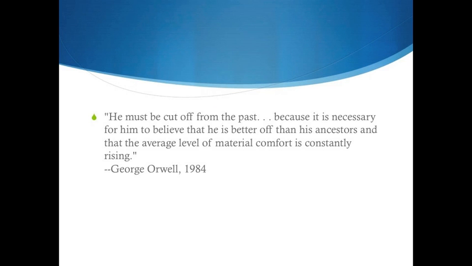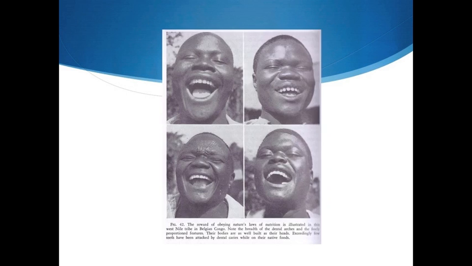This is George Orwell. I don't know if any of you have ever seen 1984. But he says, he must be cut off from the past because it's necessary for him to believe that he's better off than his ancestors, and that the average rate of material comfort is constantly rising. So are we doing better?